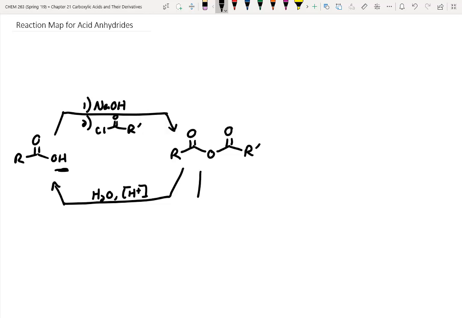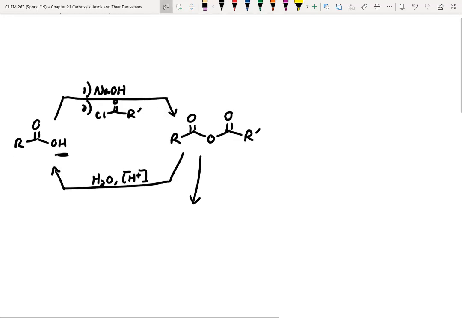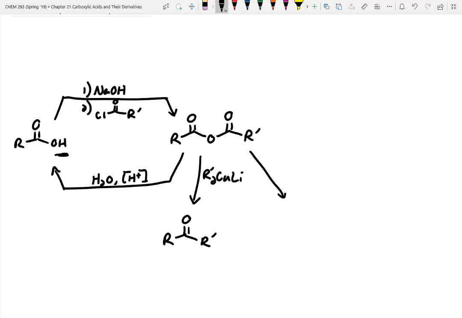All right, next question though. What do you think would happen with a Gilman reagent based on what we saw previously? Yeah, we can make a ketone. So really, anhydrides, I'm going to make this R prime, are remarkably similar to acid halides in terms of their reactivity. They're just a little bit more gentle, right? So they do a lot of the exact same chemistry. All right. Next one.